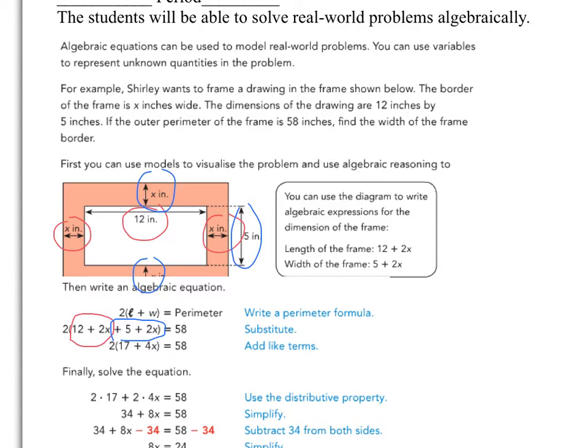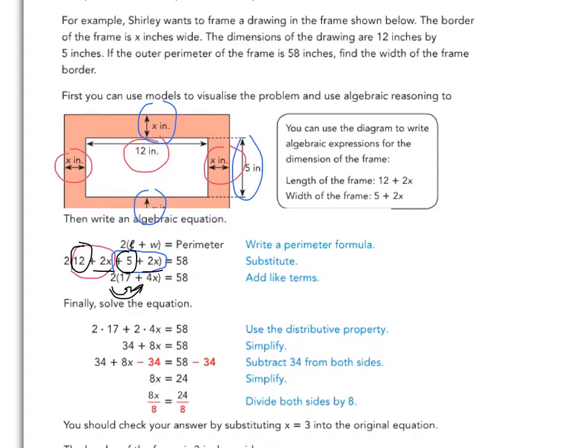So what they're doing then is adding the like terms. They took 12 plus 5 and got 17, and they took 2x plus 2x and got 4x. So now you have 2 times the quantity 17 plus 4x. Since those are unlike terms, they used the distributive property. I'm going to do my work underneath since I don't have a lot of room. 2 times 17 is 34. 2 times 4x is 8x. So you have 34 plus 8x equals 58.